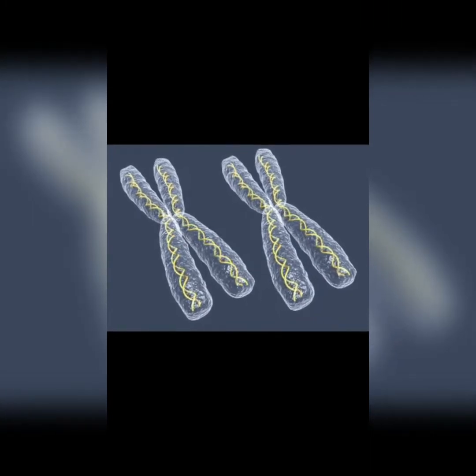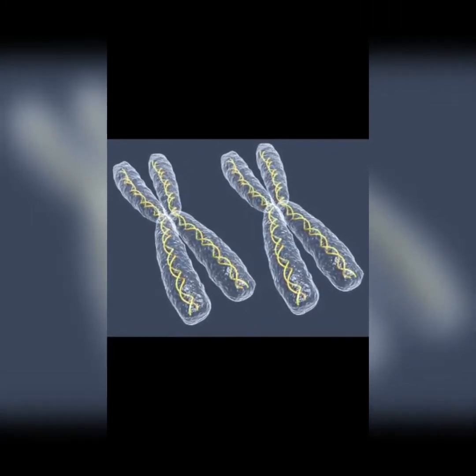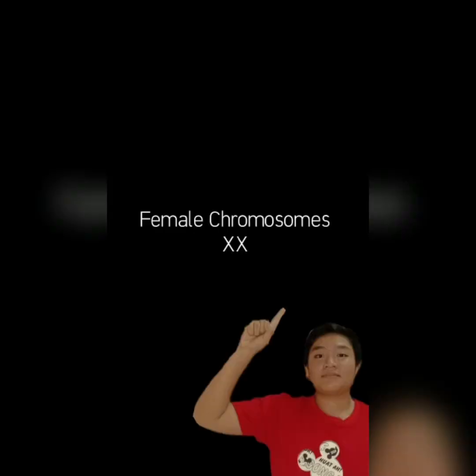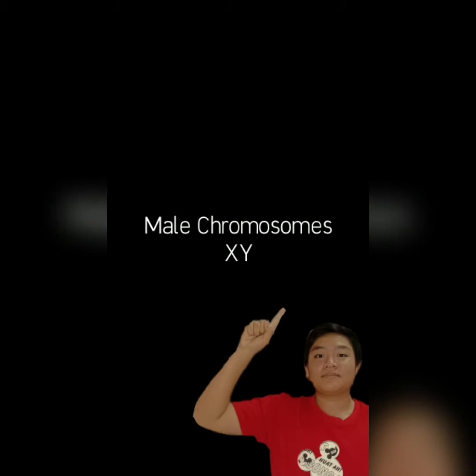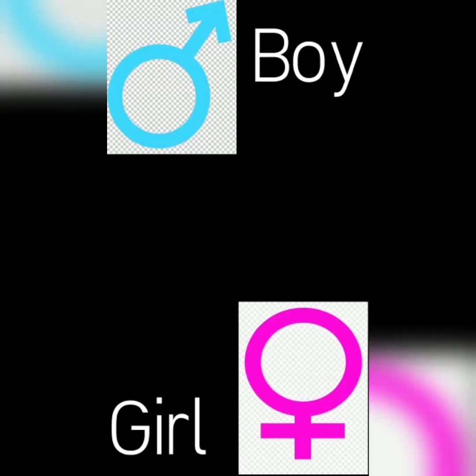Have you ever wondered why you are a boy or a girl? In the earlier topic, you have studied that each human somatic cell contains 46 chromosomes. The human females have 2 identical sex chromosomes called X chromosomes. The males have 1 X chromosome and 1 smaller Y chromosome. It is these chromosomes that determine the sex of an individual, whether you are a boy or a girl.